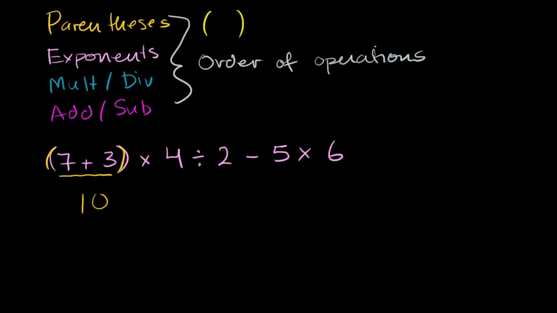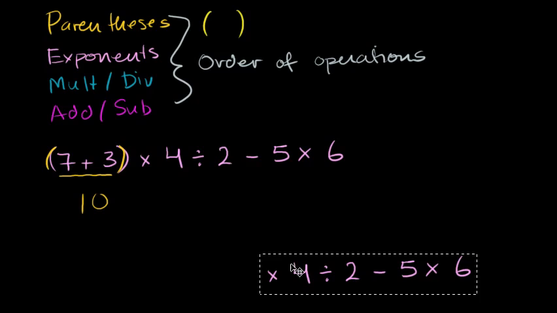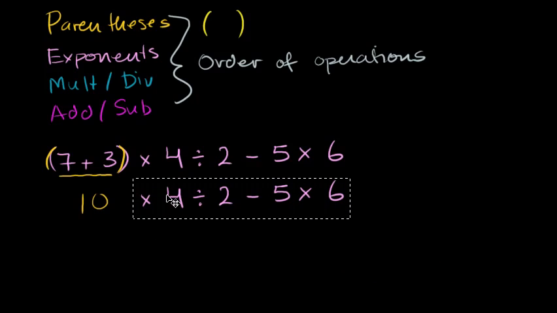times all of that. Let me copy and paste that so I don't have to keep rewriting it. So that simplifies to 10 times all of that. We did our parentheses first. Then what do we do? There are no more parentheses in this expression. Then we should do exponents. I don't see any exponents here.